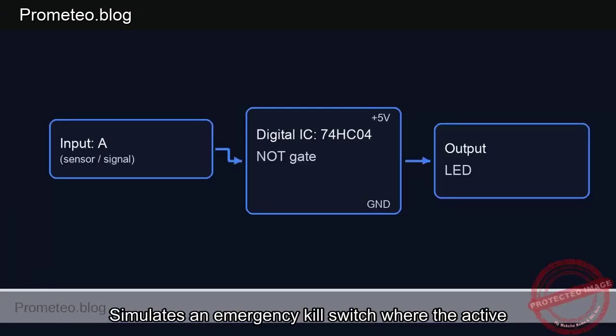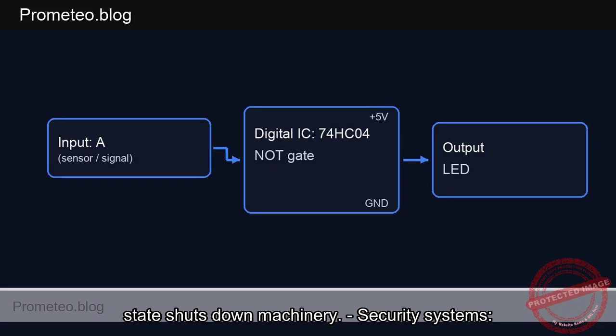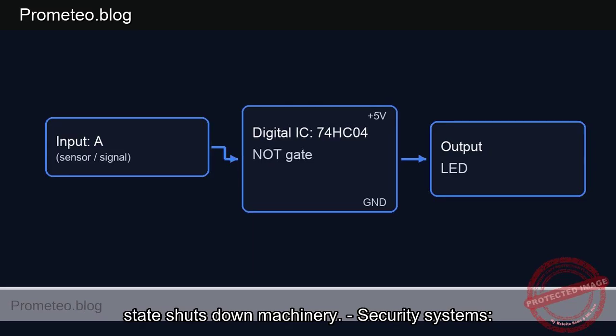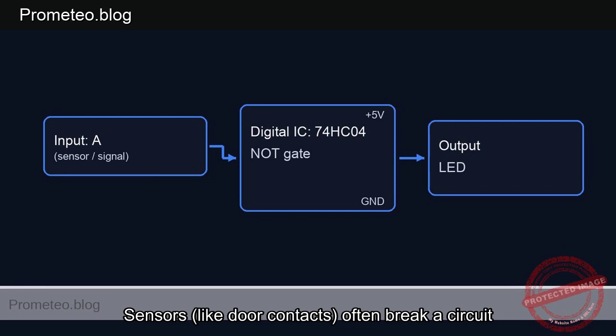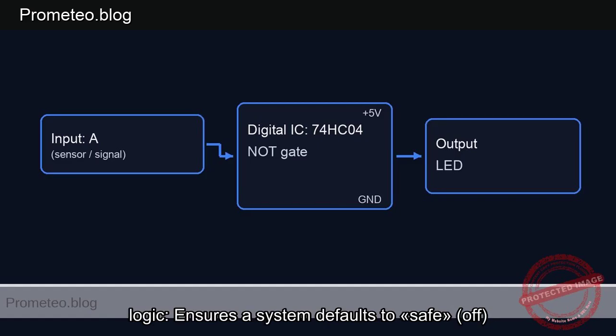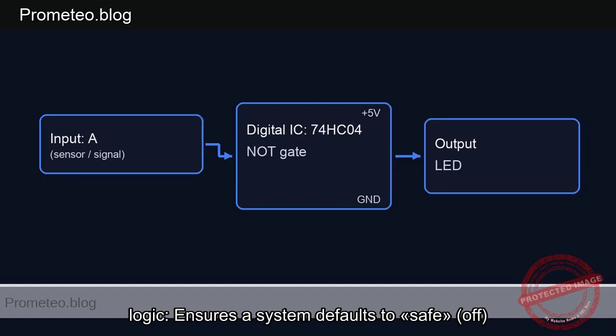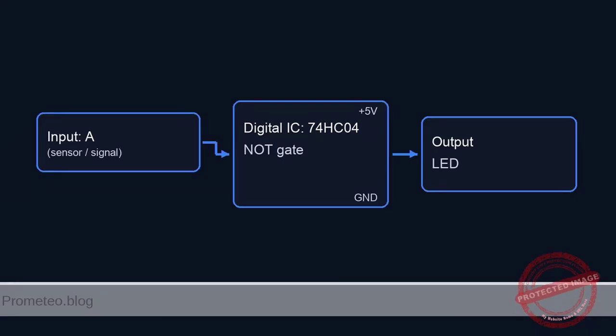Why it is useful. Industrial safety: simulates an emergency kill switch where the active state shuts down machinery. Security systems: sensors, like door contacts, often break a circuit to trigger an alarm or change a status. Fail-safe logic: ensures a system defaults to safe, off, when an active intervention occurs.